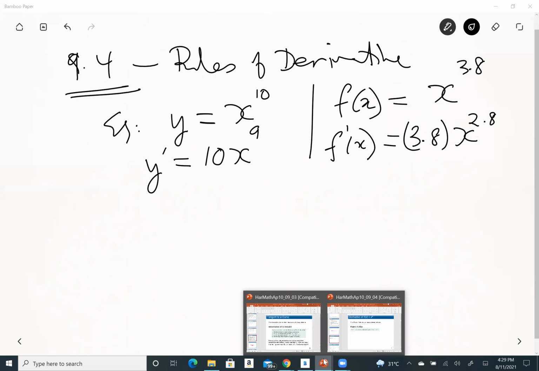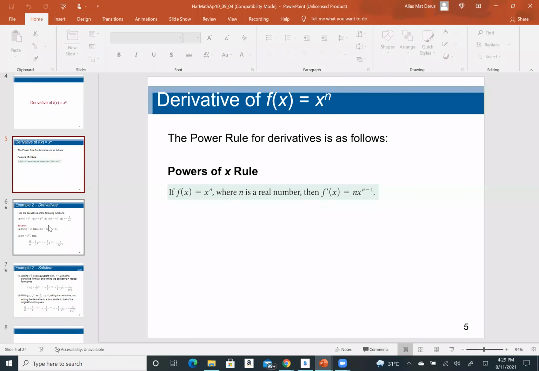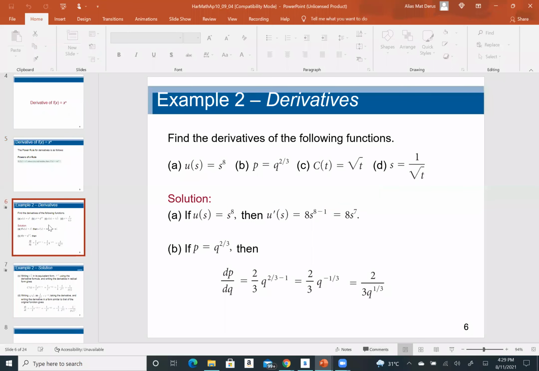So this is the first rule. We call it the power rule. There are a few more examples in the book, so I just go through this quickly. Something like this we have already done.